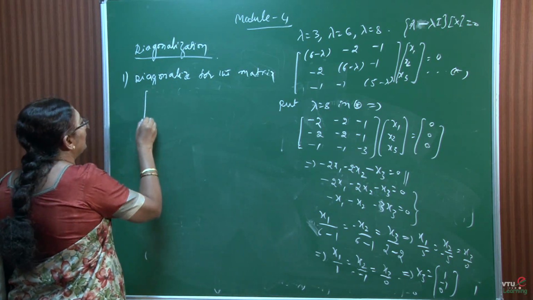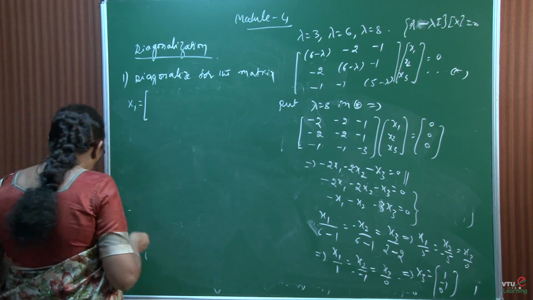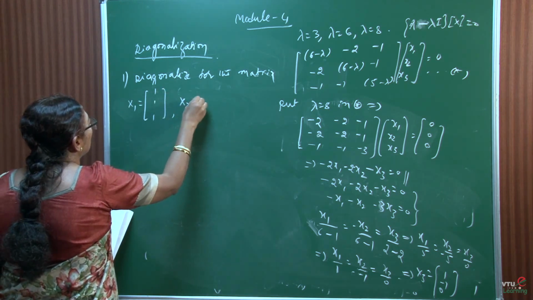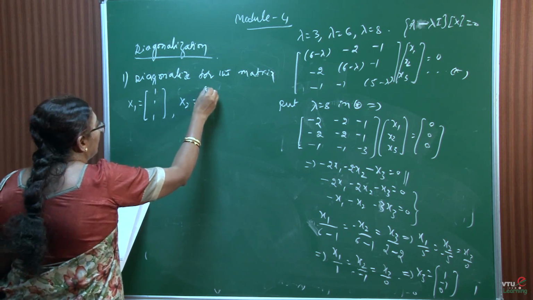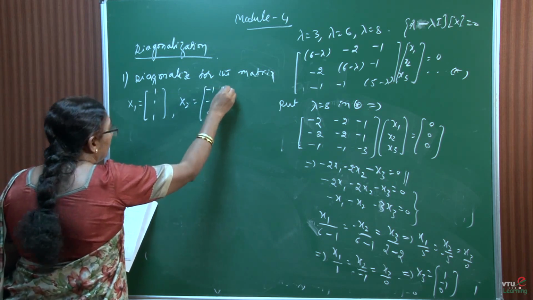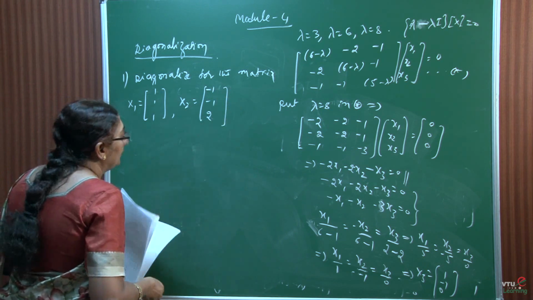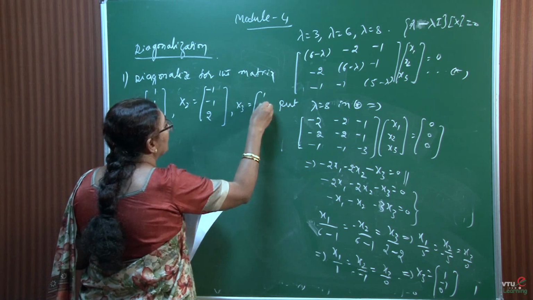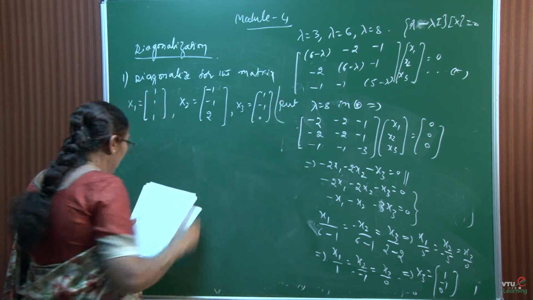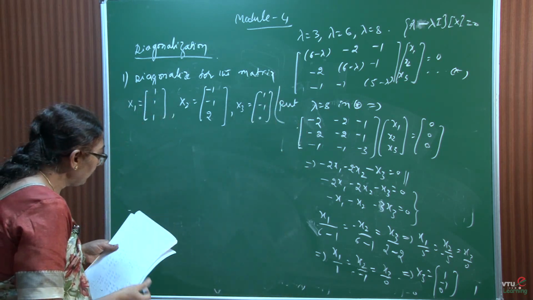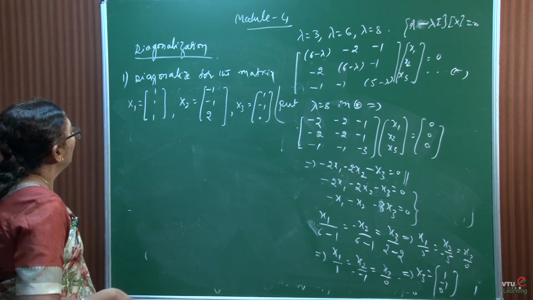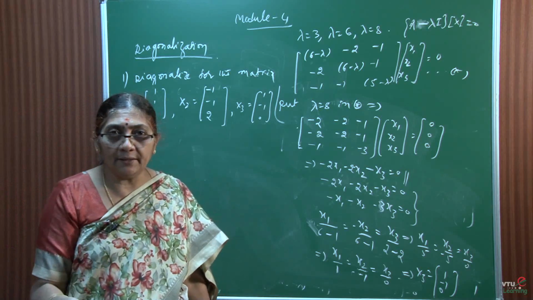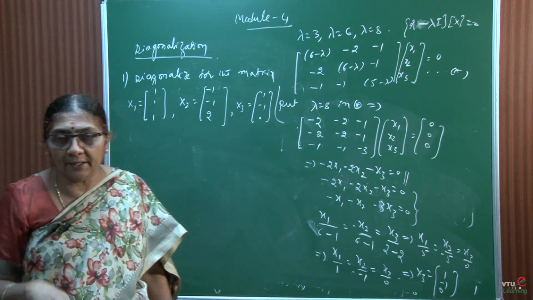What is my x1? x1, just now we calculated, is 1 1 1. What is capital x2? It is nothing but minus 1 and 2 is my eigenvector. A few minutes before I calculated my x3, which is nothing but 1 minus 1 0, okay, 1 minus 1 0. Now, these are the eigenvectors calculated by the traditional method. You are finding eigenvalues and then finding the corresponding eigenvectors.